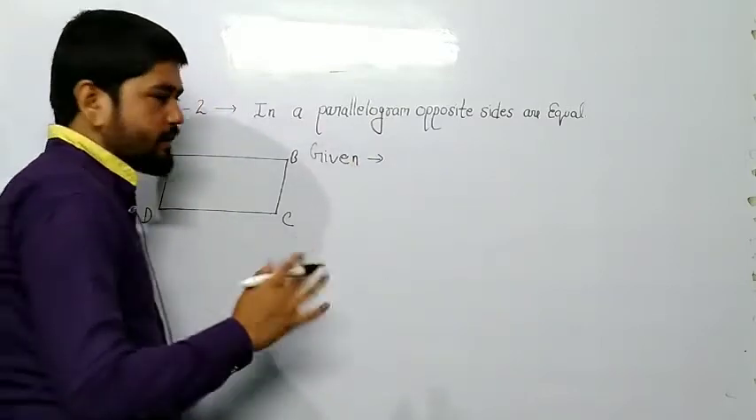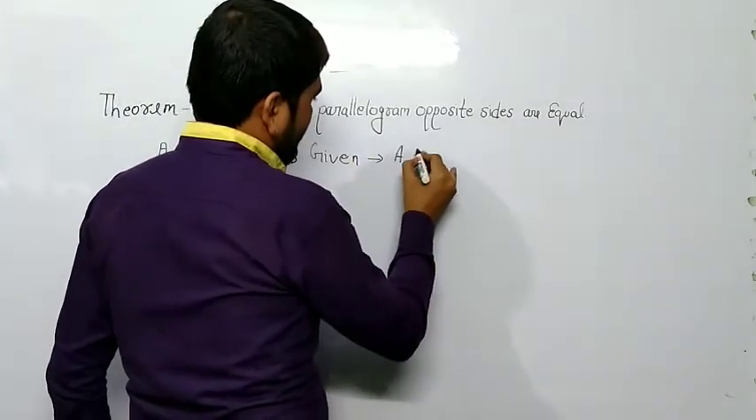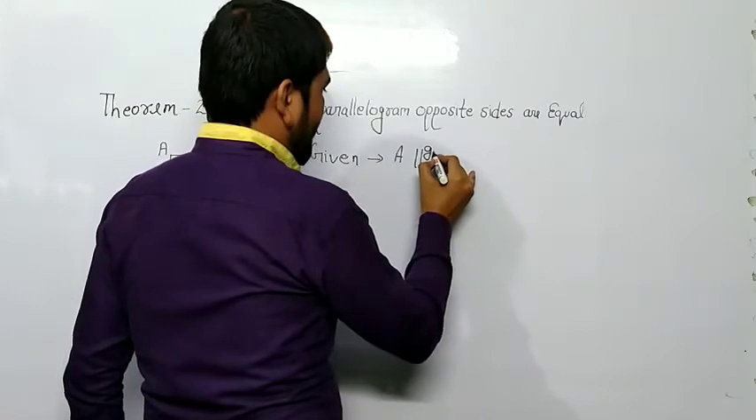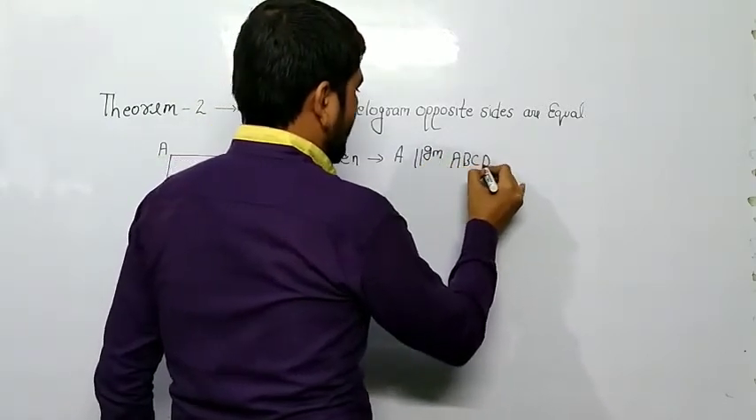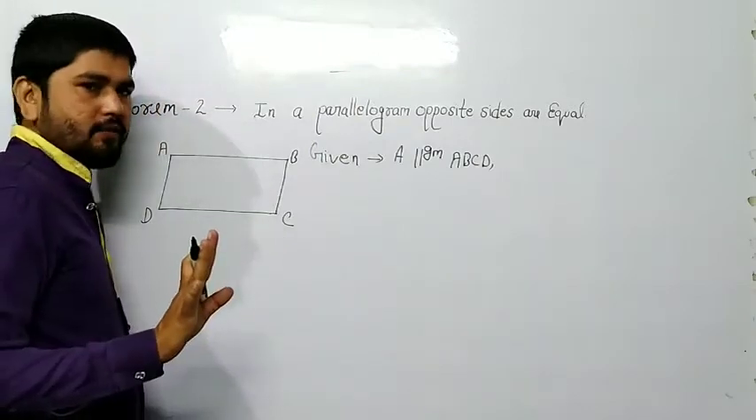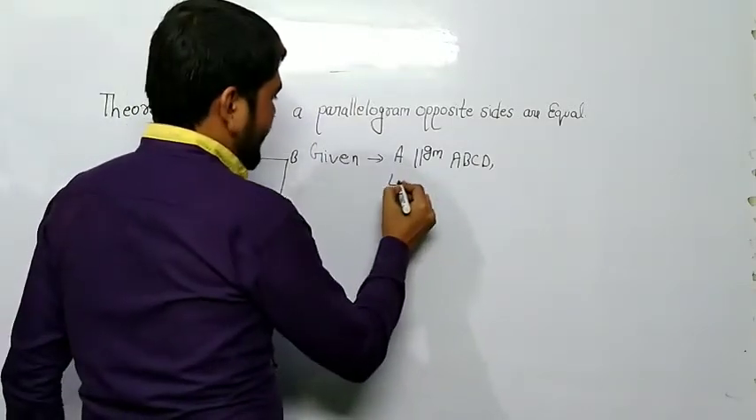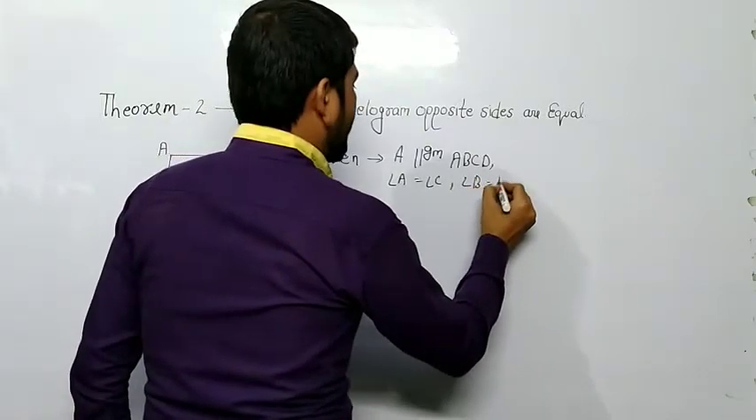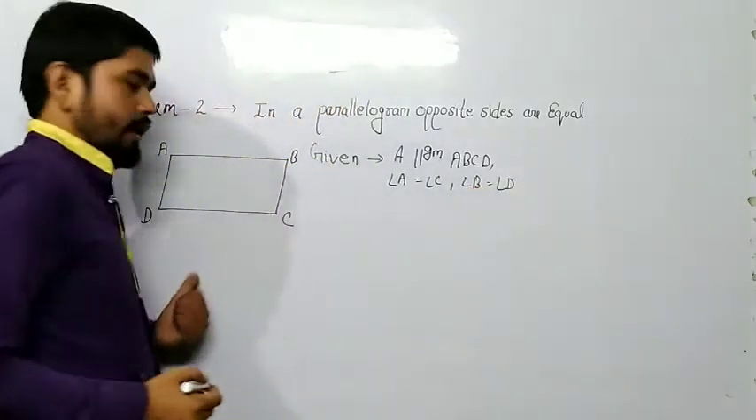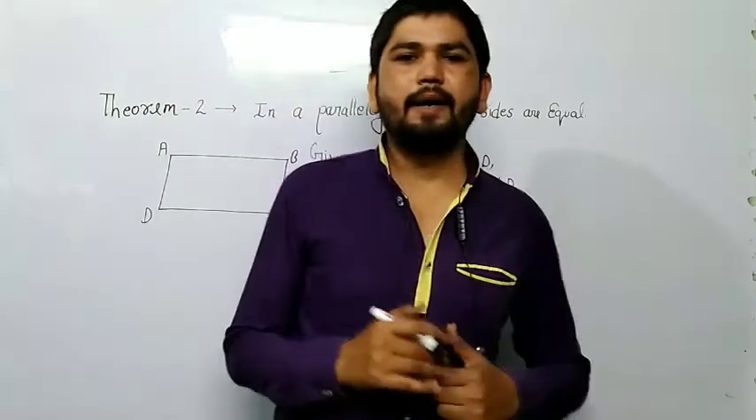Given: a parallelogram ABCD. This is the symbol of parallelogram. I already told you, ABCD. Opposite angles are equal, so we can write angle A is equal to angle C and angle B is equal to angle D. We cannot write here AB is equal to CD and AD is equal to BC.